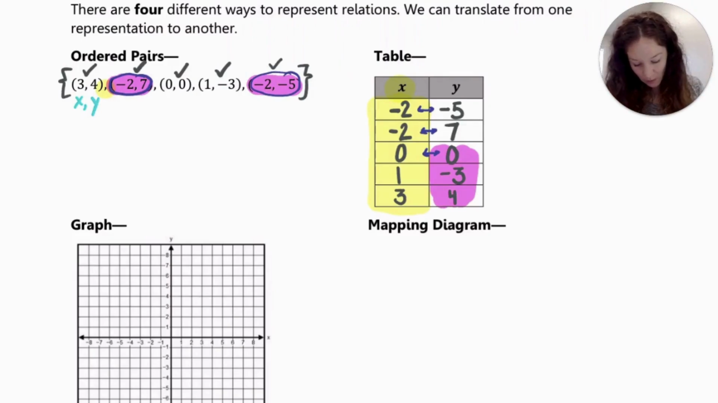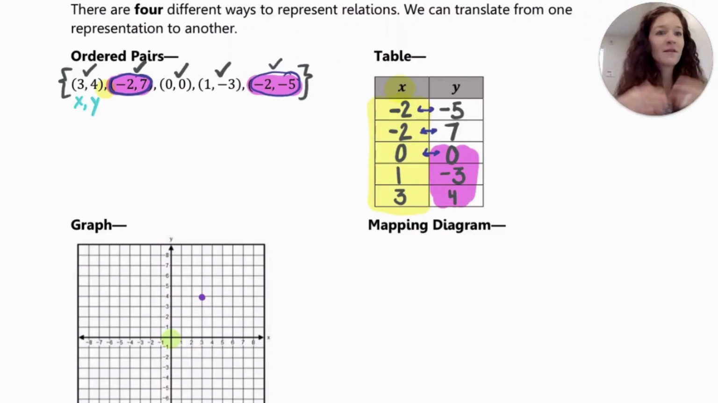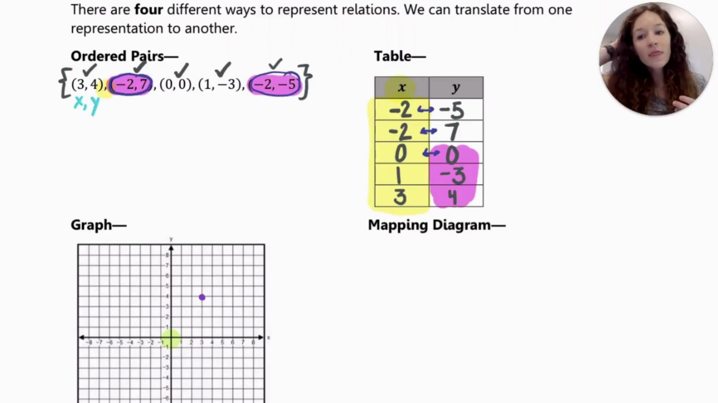So the first ordered pair is 3, 4. So remember, we're always starting at that origin, 0, 0. From there, I'm going to travel right 3, up 4, and put a dot. I do not have to give it an A, B, C because I'm just plotting those ordered pairs that are stated there, okay? The next ordered pair is -2, 7, which tells me from that origin I'm going to travel left 2 and then up 7. And I'm going to put a dot. And then next I have 0, 0, which is the origin. So I have a point right there.